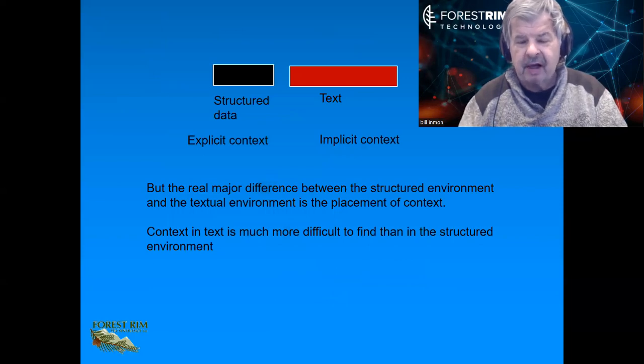But the real complexity of text is that in order to make sense of text, you've got to have context as well. And the problem with context is that context comes in an implicit form with text, as opposed to the explicit form of context that comes with structured data. So when we go to read text, we certainly need context, but determining what that context is a very difficult and complex thing to do.